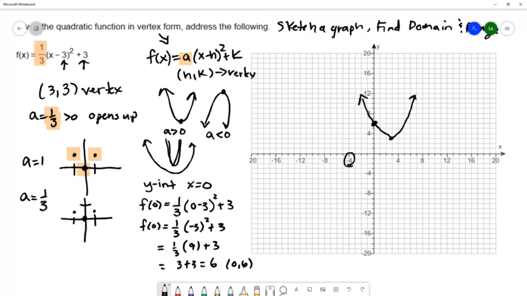This question also asks to find the domain and range. The domain is the x values, and the domain of every quadratic function is all real numbers, -infinity to infinity. For the range, we're going to use this vertex. That is the first y value in the range, and all the y values going up from there are included in the range. So our range starts at 3 and goes to infinity. 3 is included because the vertex is included in the graph of the parabola.